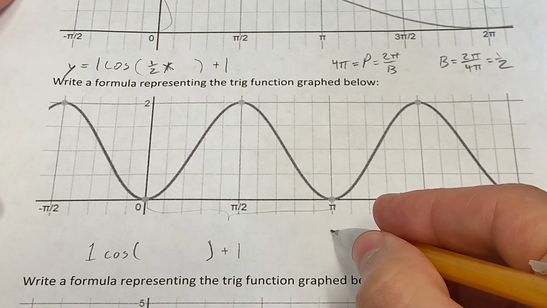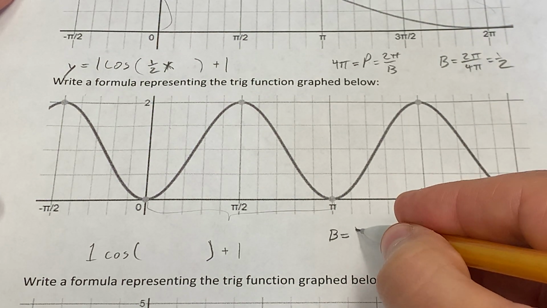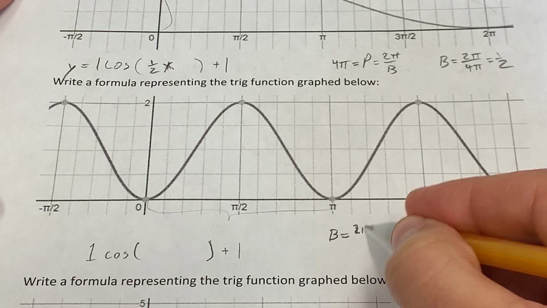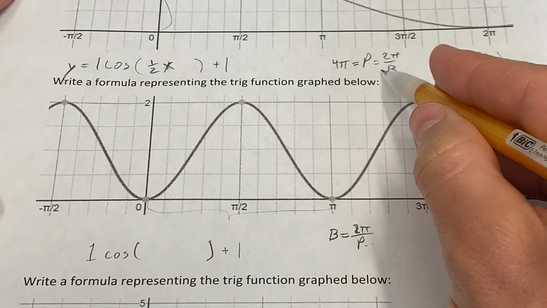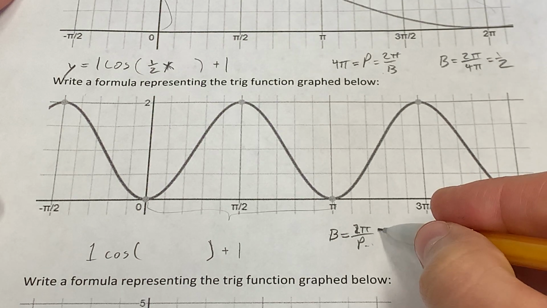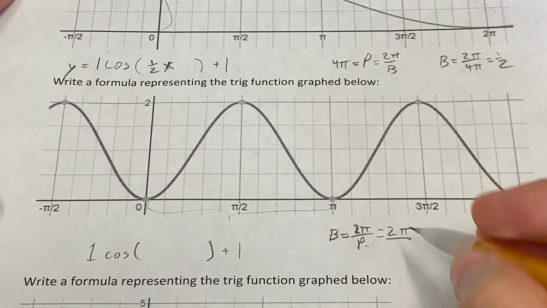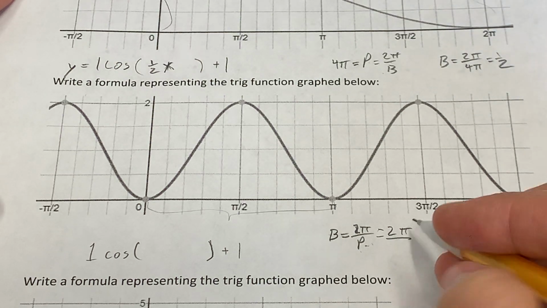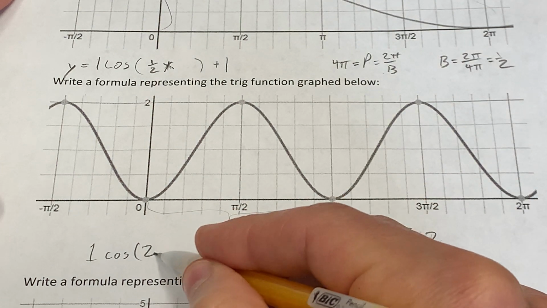So I need the period. You can write it as 2 pi over p equal to b also. Not shockingly, that formula can be converted to that. So I have 2 pi over, and my real period is pi. So can you see that b is going to be 2?